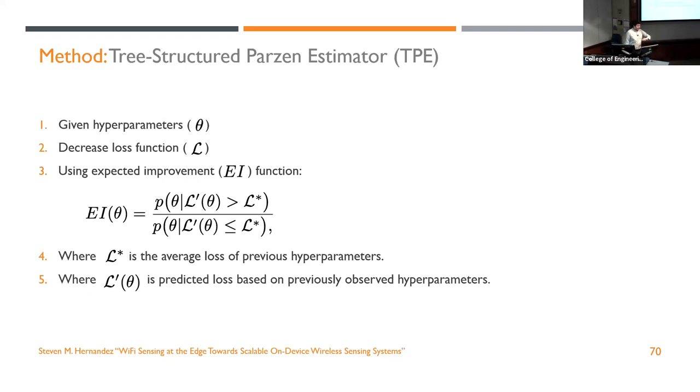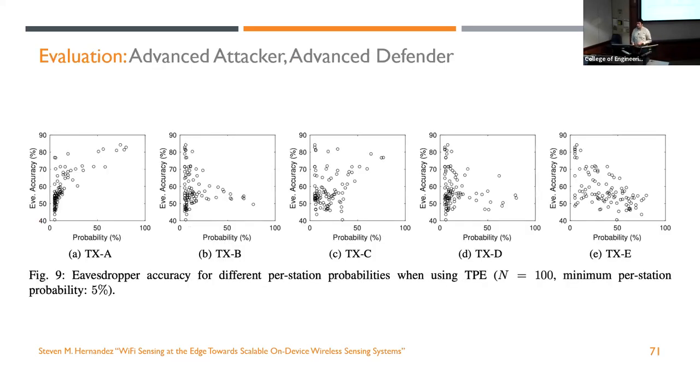We use something called a Tree-structured Parzen Estimator, where we want to try to find some different hyperparameters. And our hyperparameters here are the probabilities that each of the antennas is transmitted. In our case, we found that transmitter A reveals a lot of information about whatever activities we're trying to detect. So we probably don't want to transmit too much with that antenna because it's going to reveal a lot of information to the eavesdropper.